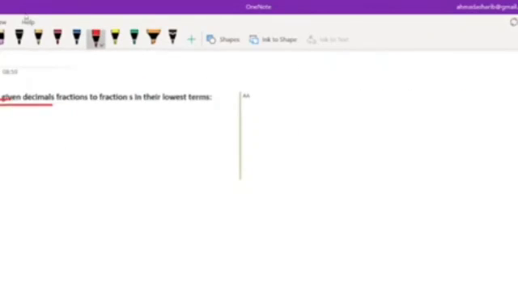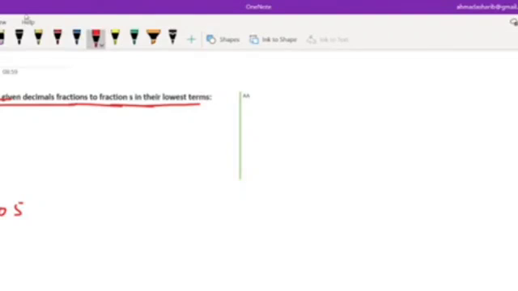Next question is: change the given decimal fraction to fraction in their lowest form. Okay. So change the decimal fraction to fractions. तो हमें decimal fraction को पहले fraction में change करना है और वो भी उनकी lowest form में. So let us do the first question, which is 0.05.